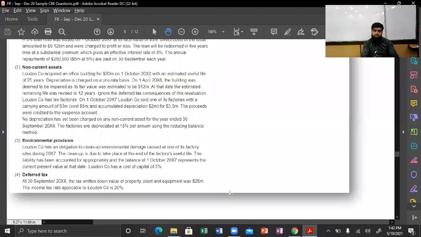So that was the very short adjustment for environmental provision that was required. Now the last one is deferred tax, that is definitely IAS 12 at 30th September 20x8. The tax written down value of property, plant and equipment was $25 million. That is the tax base given in the question, and the income tax rate applicable is 20%.